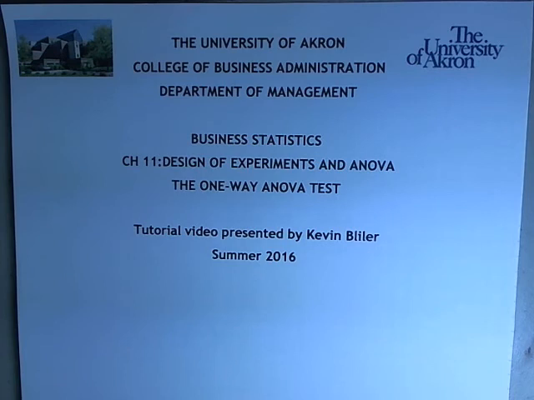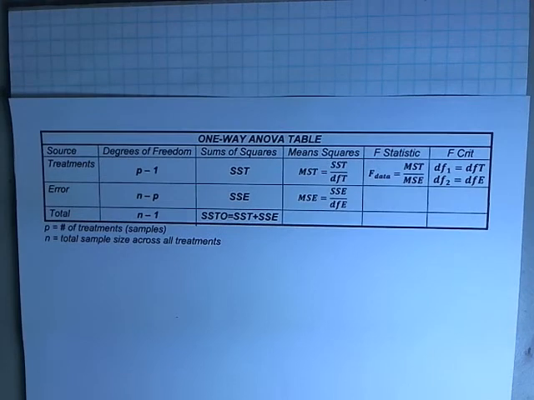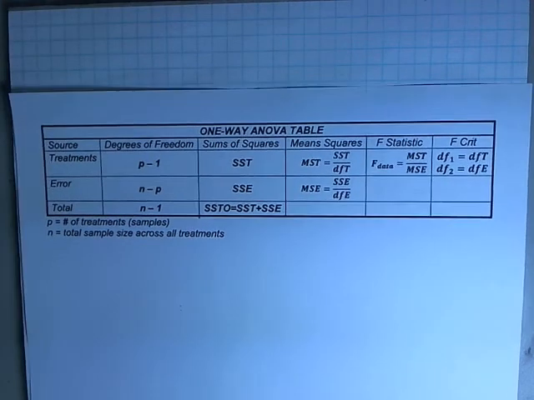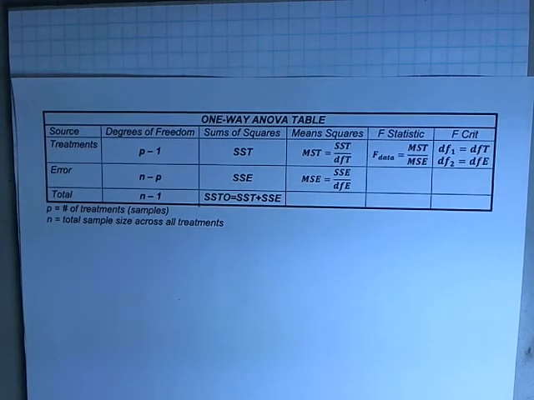Let's take a look at the One-Way ANOVA test. I'll be referring to the One-Way ANOVA table, which is displayed on the screen. This is available in a document accompanying the file.